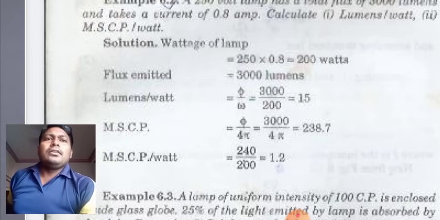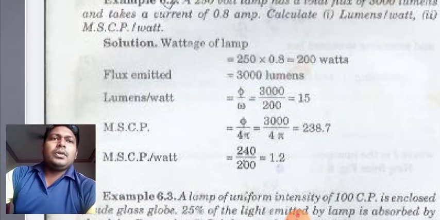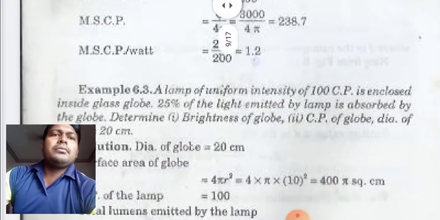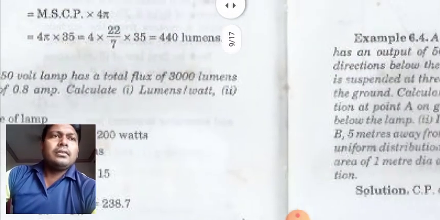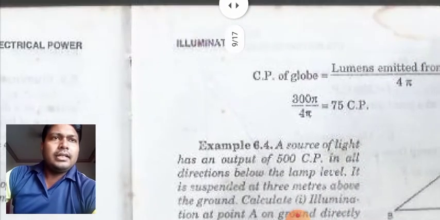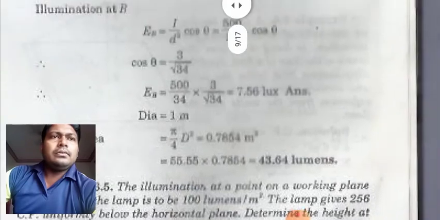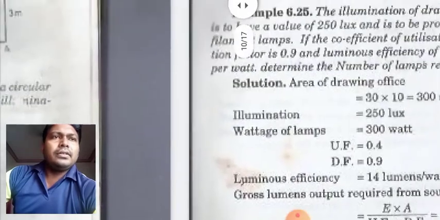MSCP per watt is equal to 240 divided by 200, that is equal to 1.2. Now you have similar problems, you can go through them, and if you have any doubts you may consult. Now we will move to the next theories.